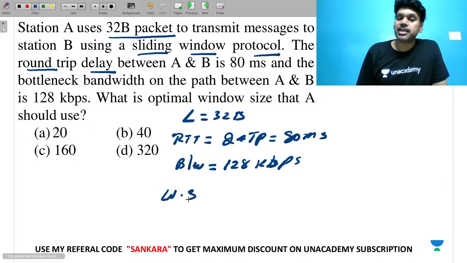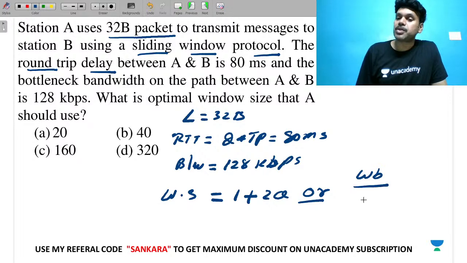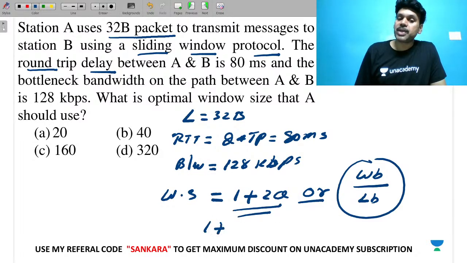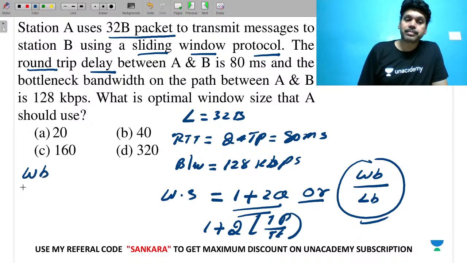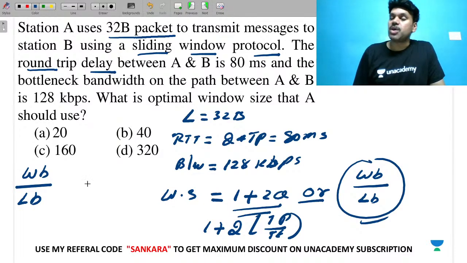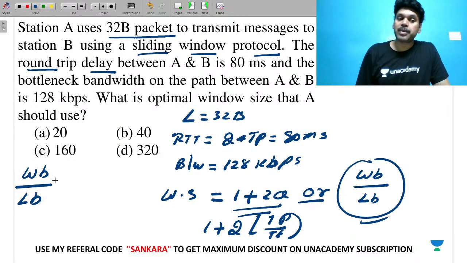Window size is nothing but, I gave you two equations. Either you do it with 1 plus 2a or you do it with the window of bits by L value. L is nothing but frame size. So I can do either style. Already you have seen this style: 1 plus 2a is nothing but 1 plus TP by TT. You can use this. Now I am doing this one: WB by L, window of bits divided by frame size of your bits.